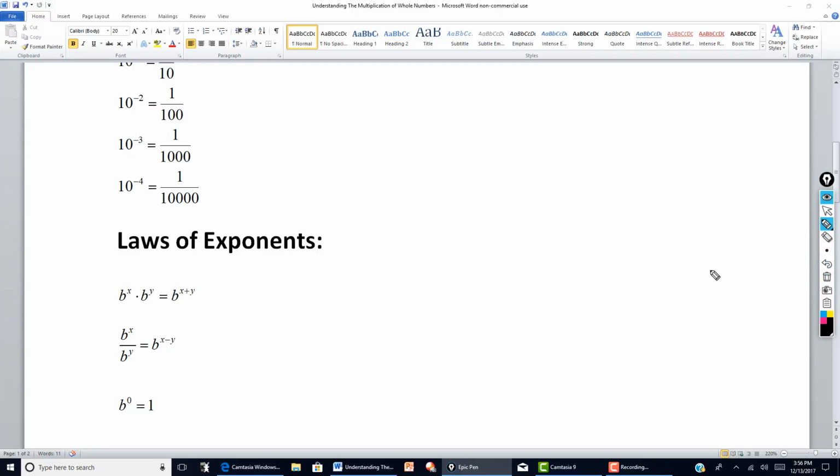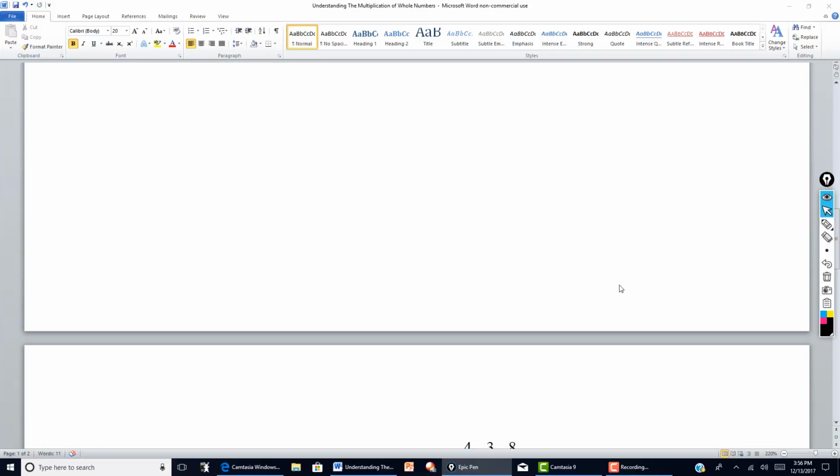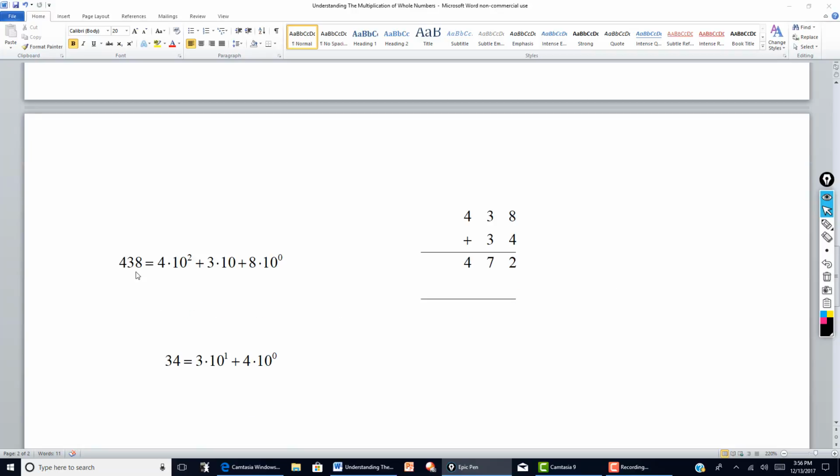We clear this. Now, as I said, any number can be written as a linear combination of terms involving powers of 10. So 438 can be written in expanded form like this. Again, 8 is in the ones place, 3 is in the tens place, 4 is in the hundreds place, so that's why I can write it this way. So 8 times 10 to the 0, here 10 to the 0 is 1. And then 3 times 10 is 30. 4 times 10 squared, that's 400. So it's 400 plus 30 plus 8 equals 438.